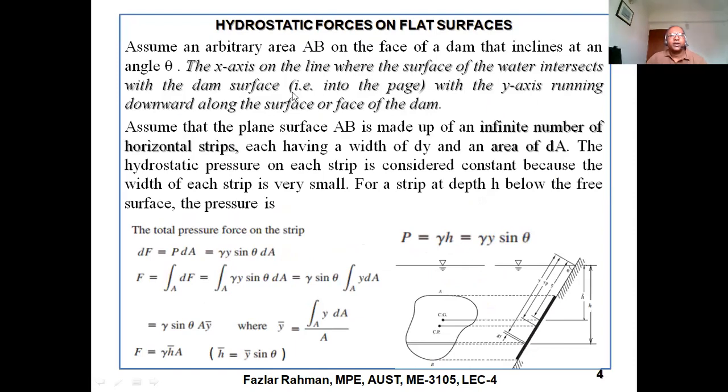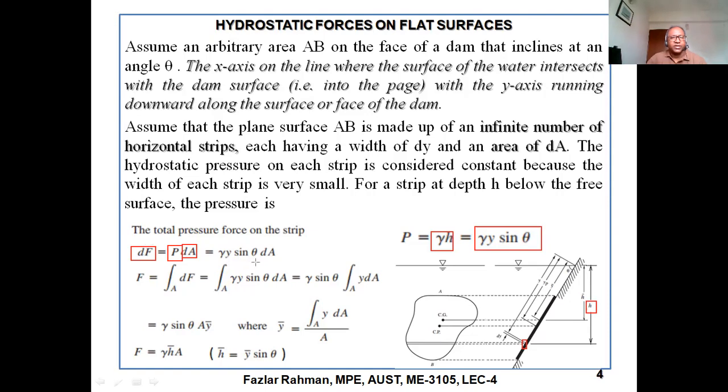You see the pressure right over here is P. So P equals gamma H. Then this H we express in terms of inclined distance, gamma y sine theta. Now the area of the small strip is dA. If we multiply by P, we get force. But that force is only for the small area, so we express it by dF. Now this P, we put this value: gamma y sine theta dA.